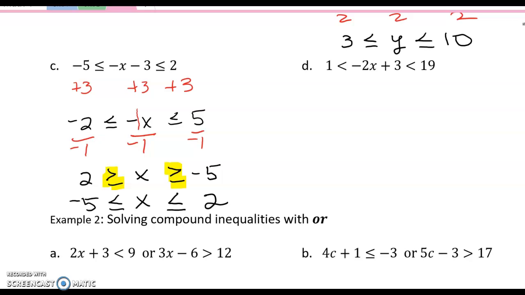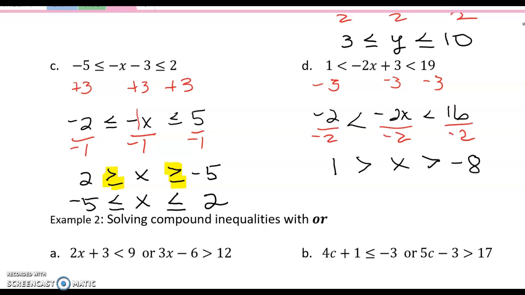All right, let's move on to example D. I'm going to subtract 3 from all three parts. To get x by itself, we need to divide all three parts by negative 2. And because we divided by a negative, that inequality symbol had to flip for both. And because the -8 is on the right and the +1 is on the left, we need to switch places. And because we switched places in the inequality, we had to flip the inequality symbols.